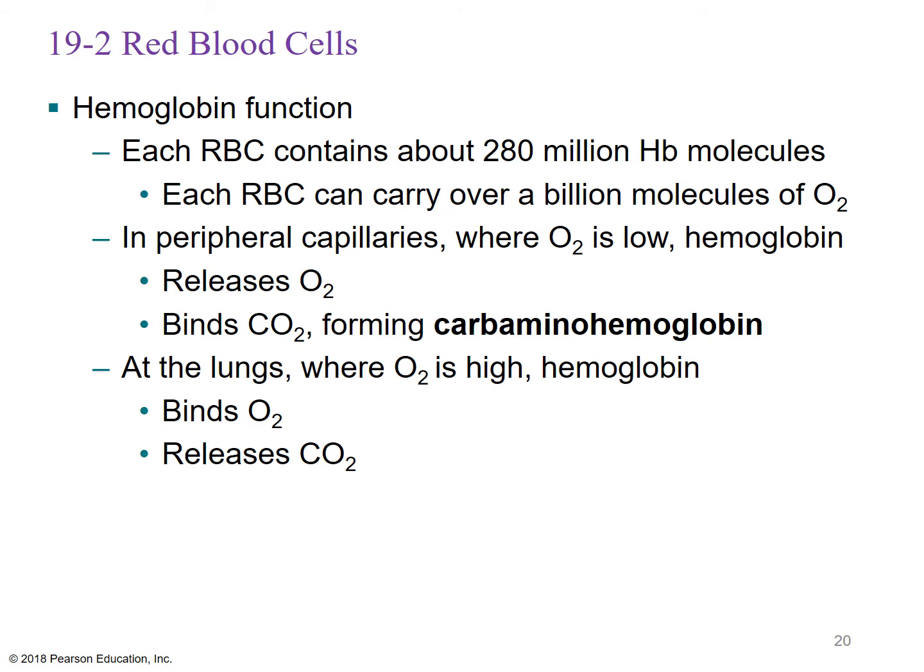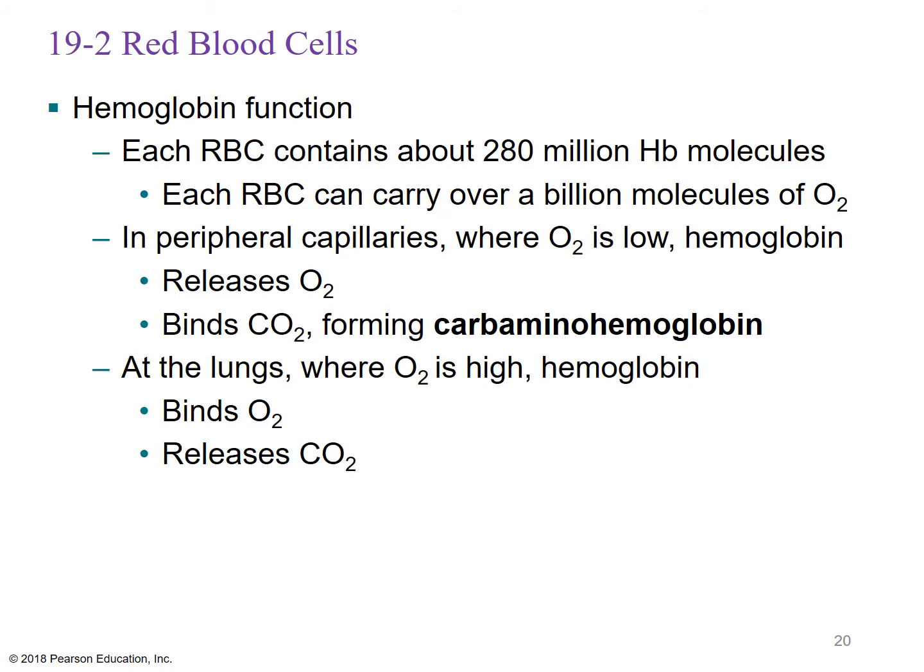In the peripheral capillaries where the oxygen is low, hemoglobin is going to release oxygen and it's going to pick up carbon dioxide. When this happens, now we have carbaminohemoglobin. So we have oxyhemoglobin if oxygen is bound, deoxyhemoglobin if oxygen dissociates and moves away from the hemoglobin molecule, and carbaminohemoglobin if that hemoglobin is binding carbon dioxide.